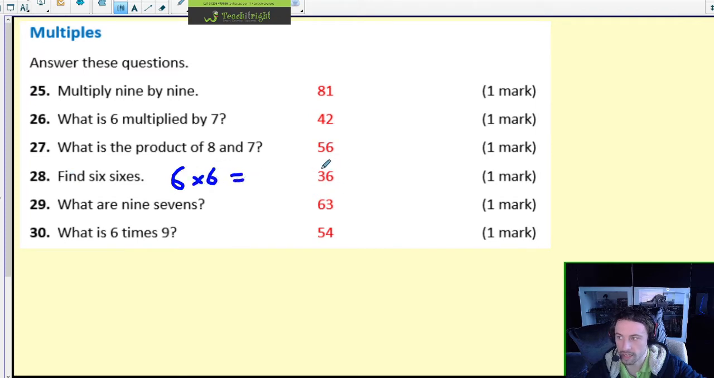The answer is 36. What are 7 nines? That means 7 times 9, which is 63. And then finally, what is 6 times 9? 54. So these being multiples are all basically times tables and just different ways of asking those questions, disguising those questions.